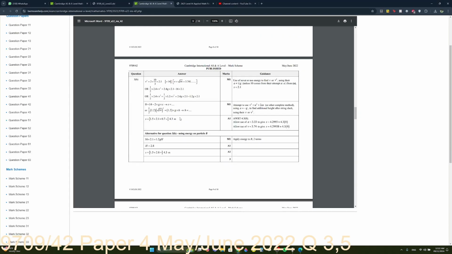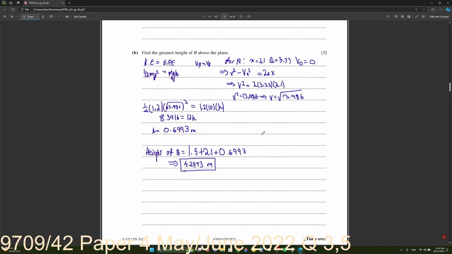Let's check this answer. Over here, they accept this answer because we used a equals 3.33. In the solving, they used 10/3. So the 3 marks are distributed: 1 mark for finding v, 1 mark for using this formula, half mv squared is equal to mgh, and 1 mark over here. Okay?